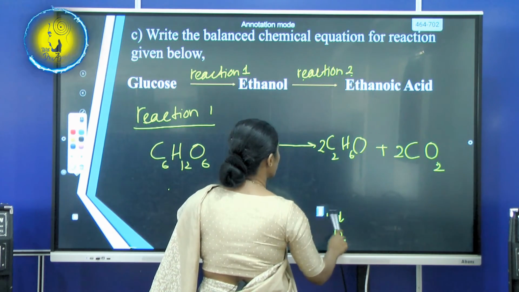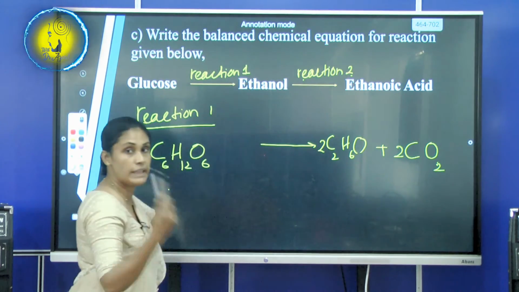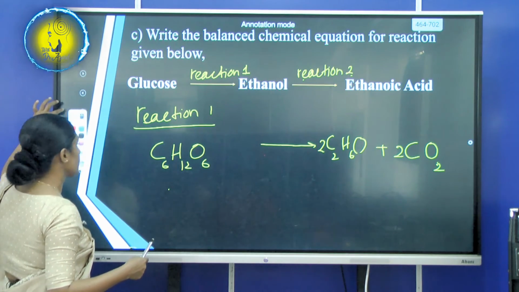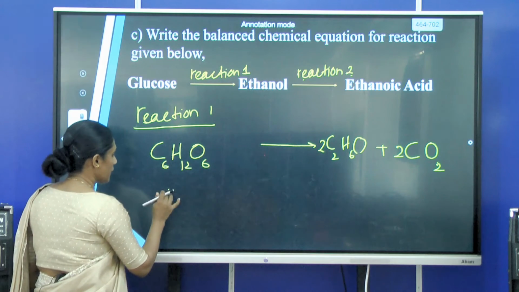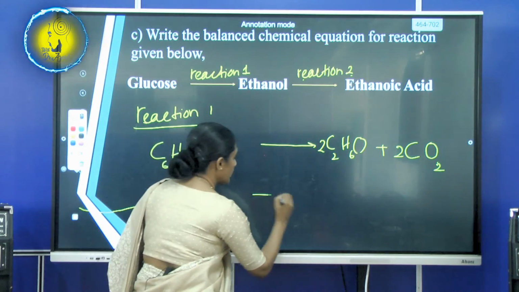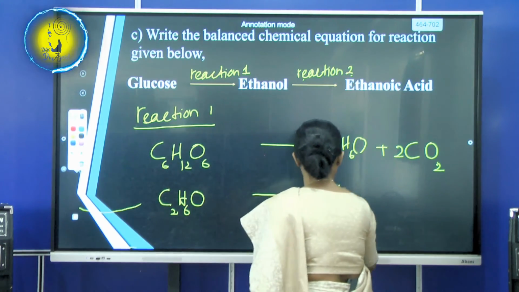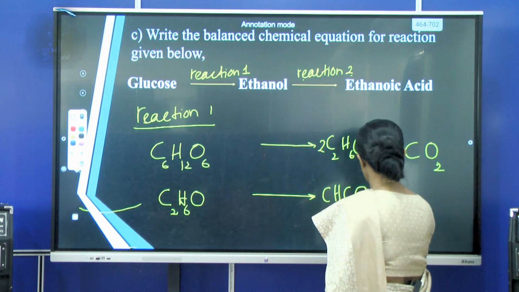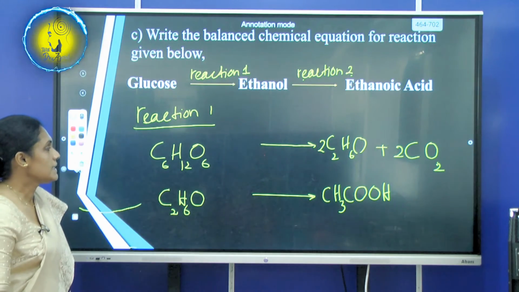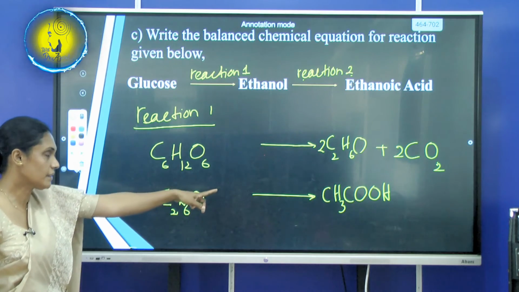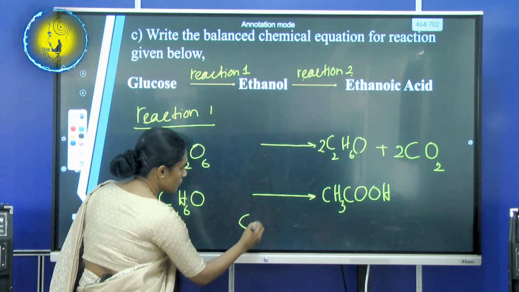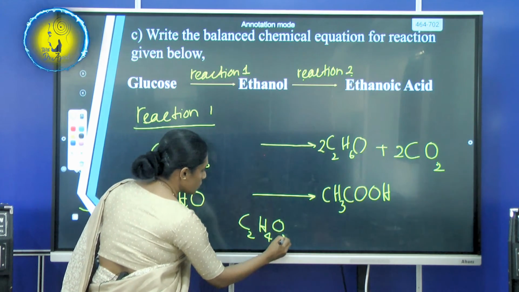Now in reaction 2, they are starting from what we have gained. So what we have gained is what? Ethanol. We will start from ethanol, C2H6O. Ethanoic acid, CH3COOH. Instead of writing CH3COOH, it's good for you to write C2H4O2.